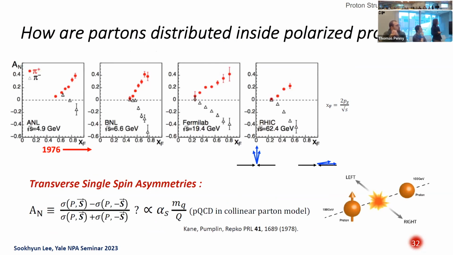Here I show a set of experimental data that was really puzzling for a long time. What they measured was the transverse single spin asymmetry. You have one proton transversely polarized, and you're measuring the production asymmetry between up and down, and if you rotate the reference frame, it becomes a left-right asymmetry. The naive pQCD prediction, including the parton model, told us that it would be suppressed by the quark mass divided by the hard scale. But what we saw was that the asymmetry actually rises as you go closer to the forward direction.